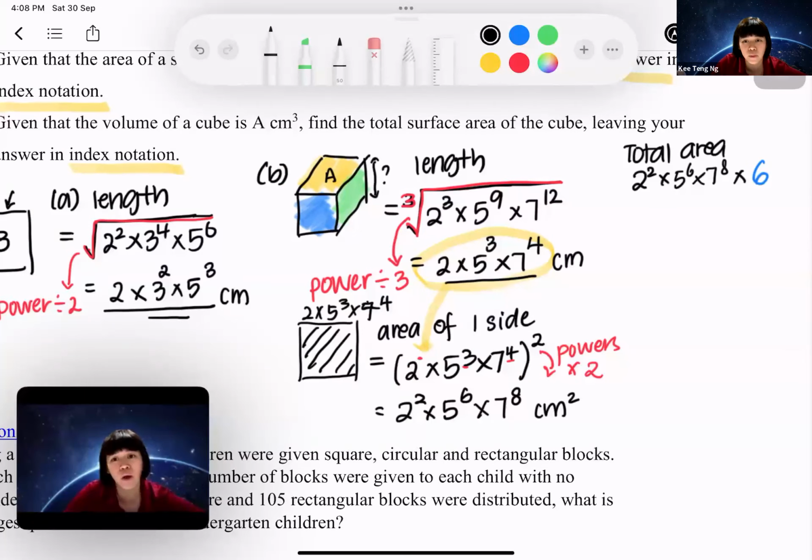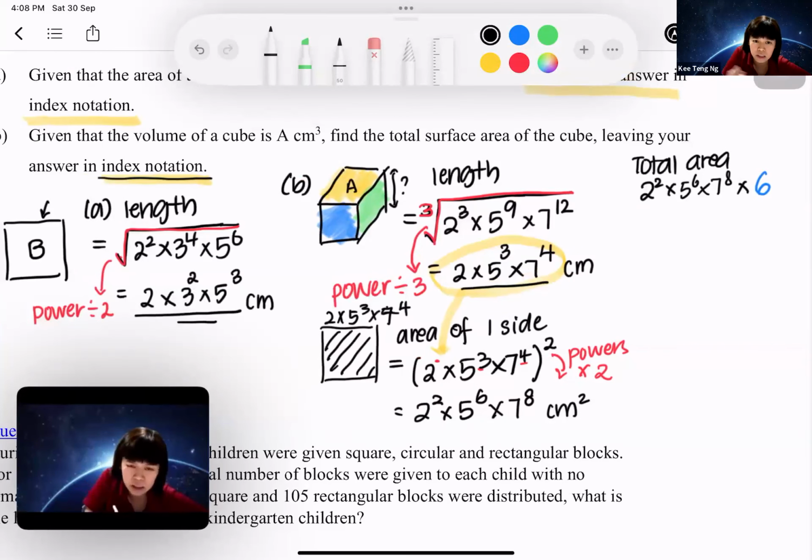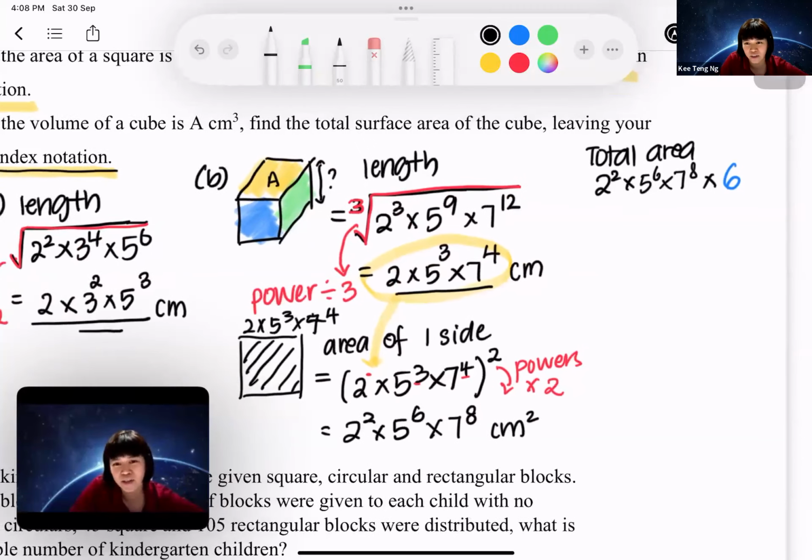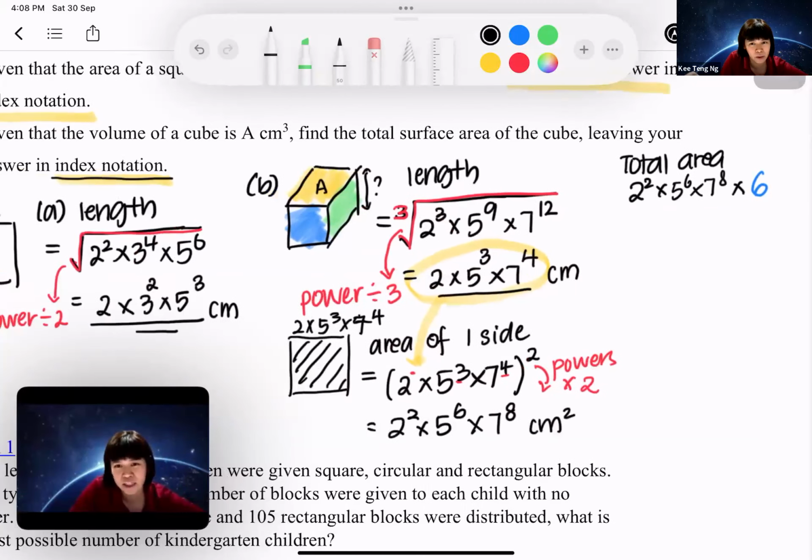Of course, if you want, you can press the calculator and calculate the answer. But the question says, leave answer in index notation. It's okay, don't worry. At least you know that there are a few different sides, so we do it one by one, slowly. Now 6 is not a prime factor, so we need to split the 6 into a product of prime factors. Can you tell me what times what gives me 6?